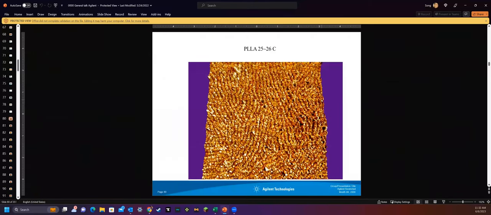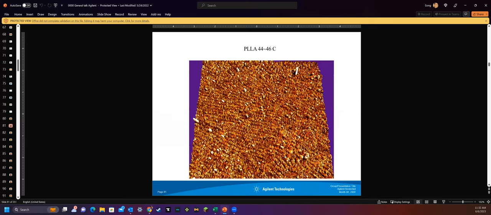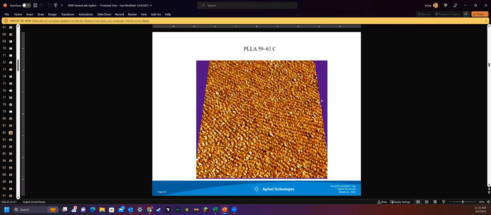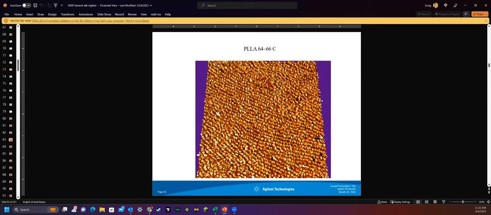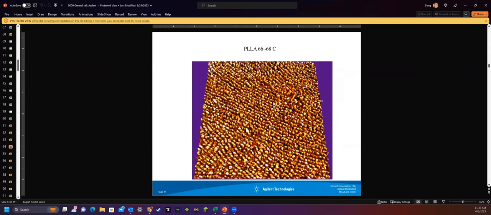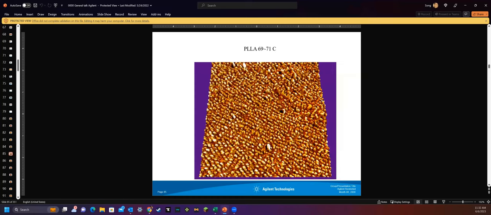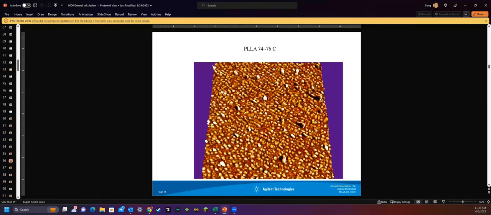Yeah, this is a PLA block copolymer, and you can see the topography versus temperature. This is 25 to 26 degrees. See, temperature is gradually rising. 46, 61 degrees, 66 degrees. You can see that one of the phases starts to swell up and become bigger. 68 degrees, even bigger. 71 degrees. And 76 degrees, you can see a lot of crystals start to form.